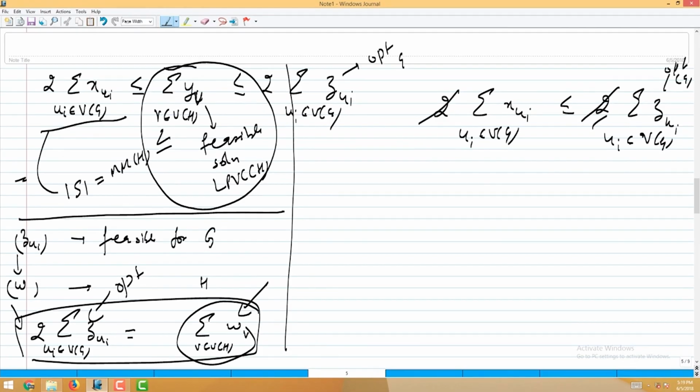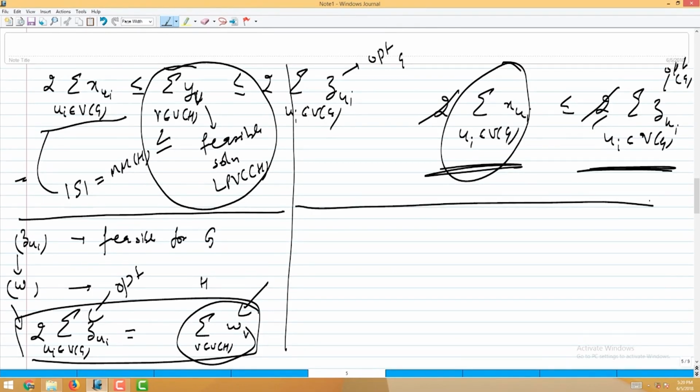So combining all this chain of equalities, what we get is that twice of x(Ui), what we had constructed, is equal to twice of z(Ui), and z was an optimum solution for G. So 2 gets cancelled. So what we have actually constructed has size at most any optimum solution of G. So what we have actually constructed is indeed an optimal solution.